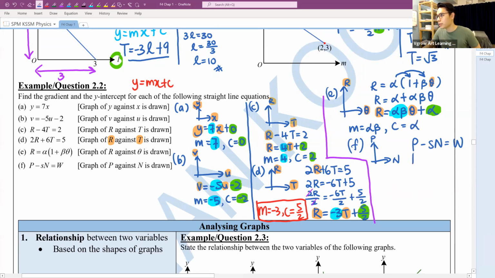And this one is quite simple because I can just move Sn to the other side plus W. I got the Y already. I got the P already. The x also I have already. Okay, the gradient also I have. The y-intercept also I have. Okay, so the gradient is S, the y-intercept is W.